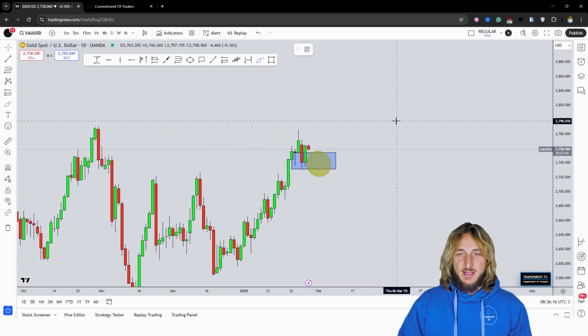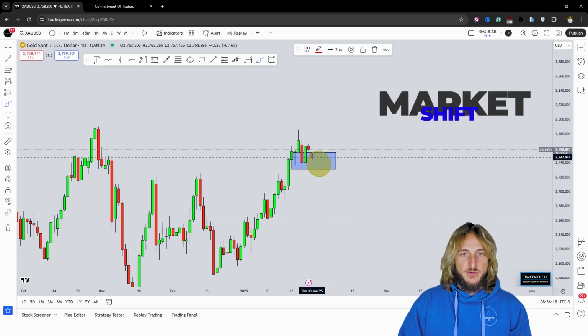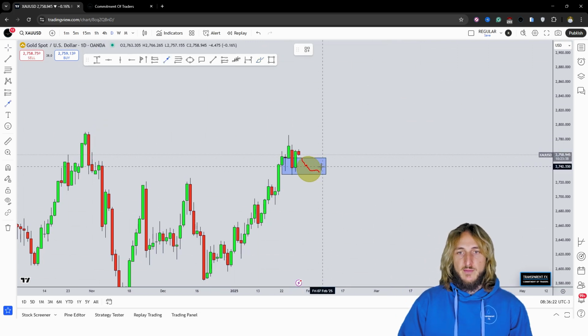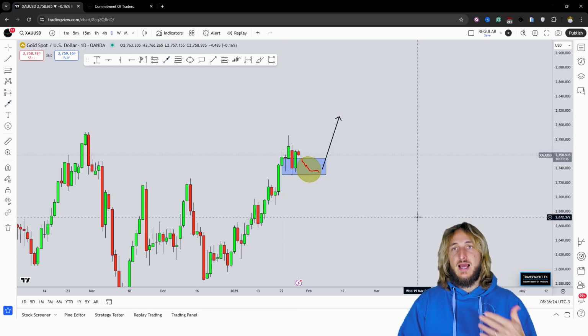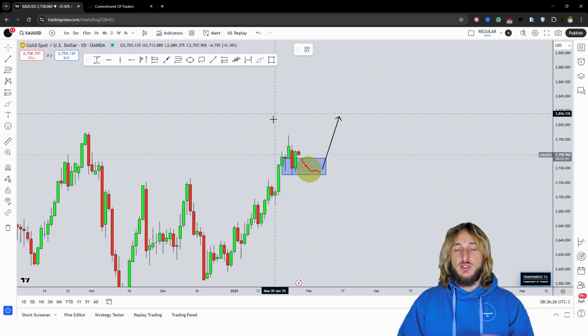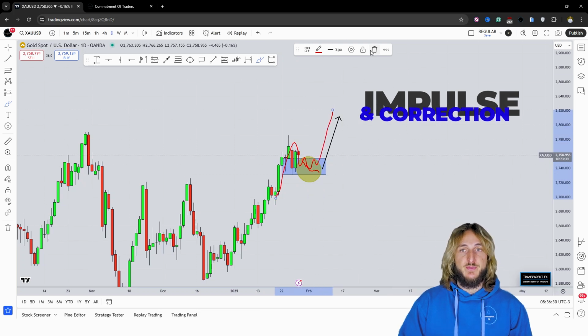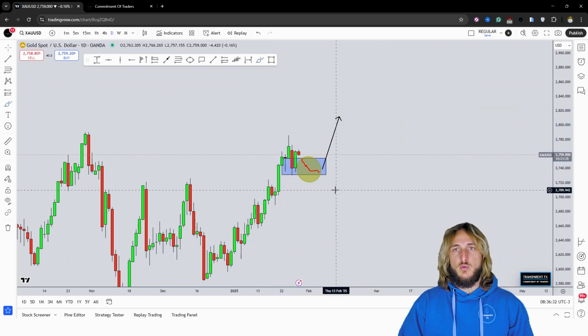Therefore, what I would expect is that if this market would shift from an intraday bearish to bullish market at that point, I wouldn't be surprised to see a potential rejection to the upside away from this area, potentially completing this daily impulse correction and impulse pattern to the upside. That definitely wouldn't surprise me.